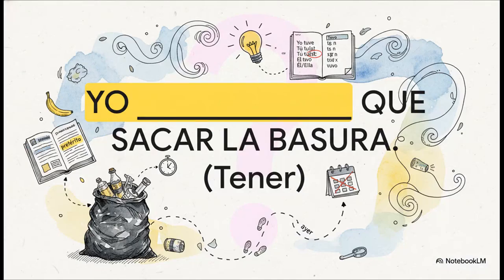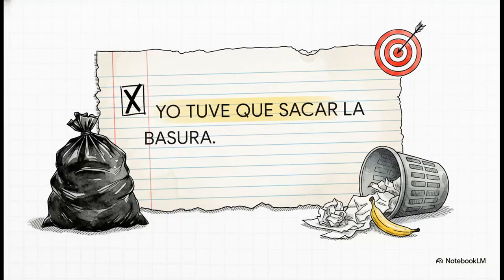All right, third fill in the blank. Yo blank que sacar la basura. Now look really closely at that blank que structure. That is a massive hint that we need the verb tener to express I had to. So, what is the yo form of tener in the preterite tense? You absolutely nailed it. It's tuve. Yo tuve que sacar la basura. I had to take out the trash. Notice that classic E ending for the first person, yo.